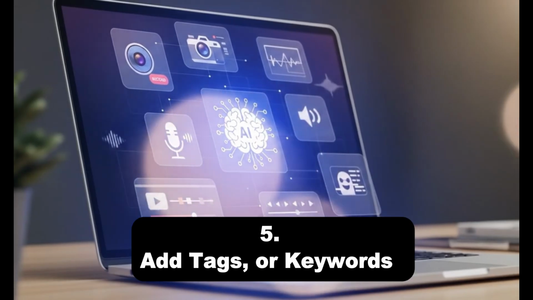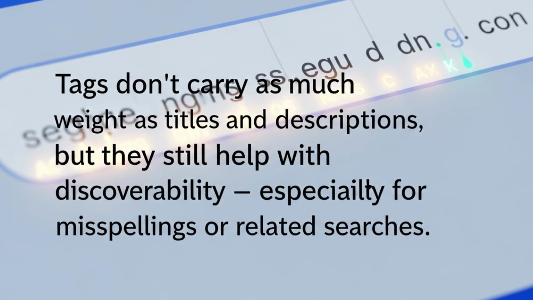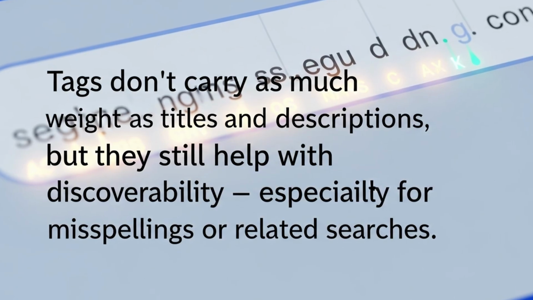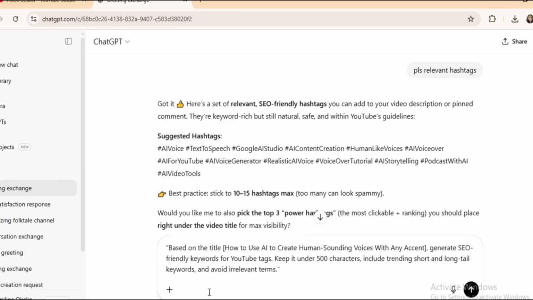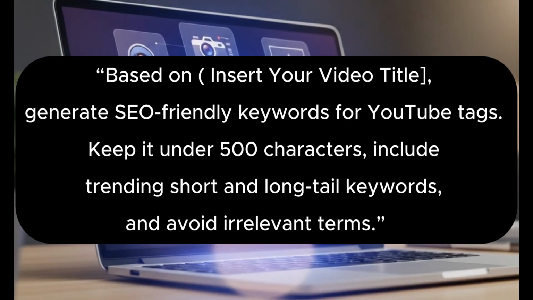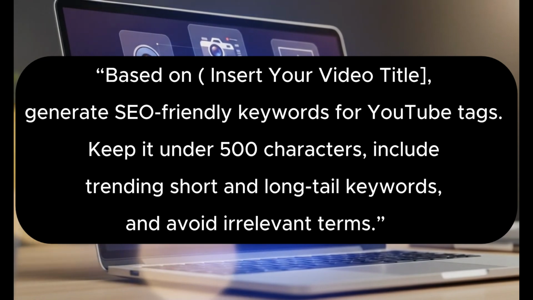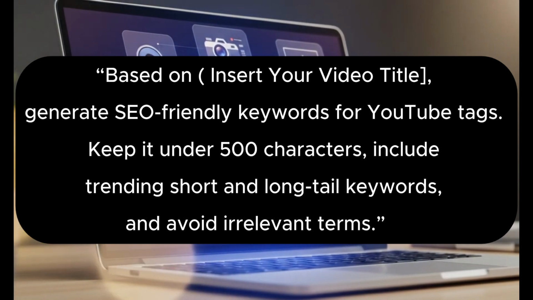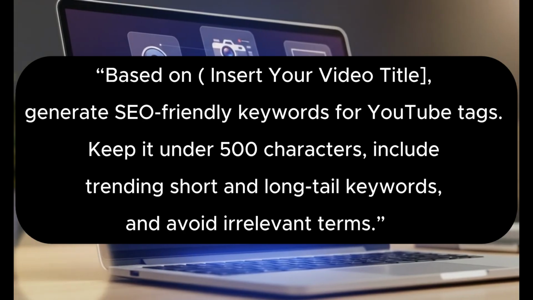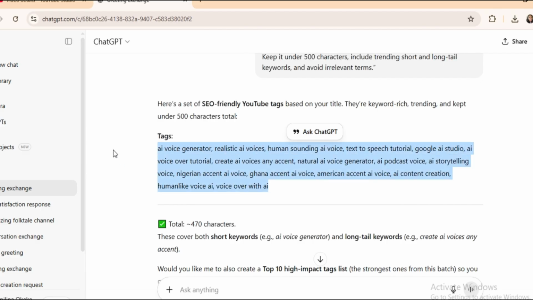5. Add tags or keywords. Tags don't carry as much weight as titles and descriptions, but they still help with discoverability, especially for misspellings or related searches. Paste this prompt into ChatGPT. Based on insert your video title, generate SEO-friendly keywords for YouTube tags. Keep it under 500 characters, include trending short and long-tail keywords, and avoid irrelevant terms. Copy them and paste them in.